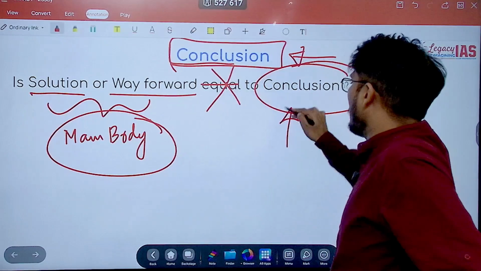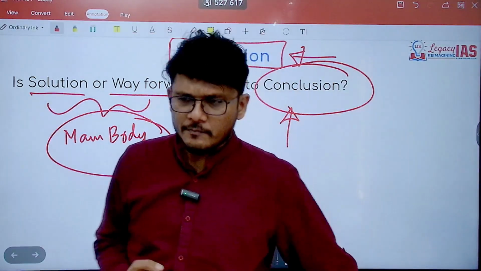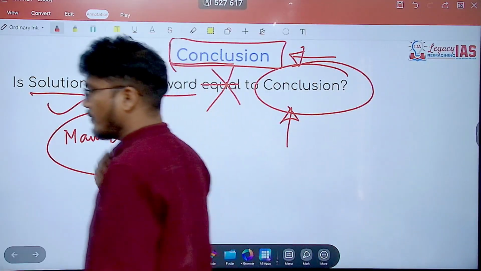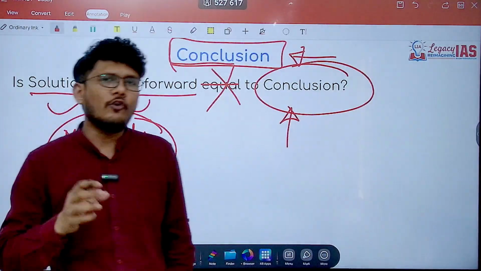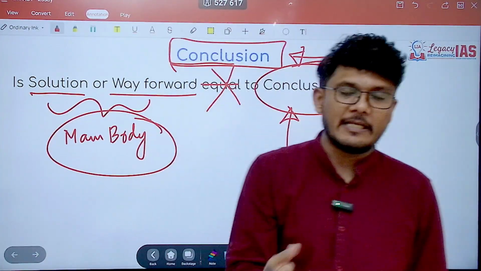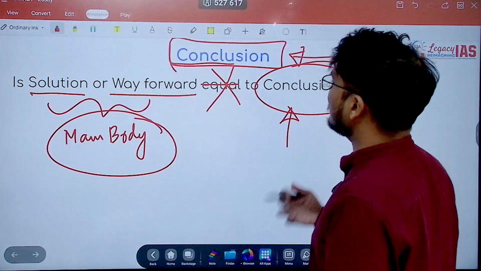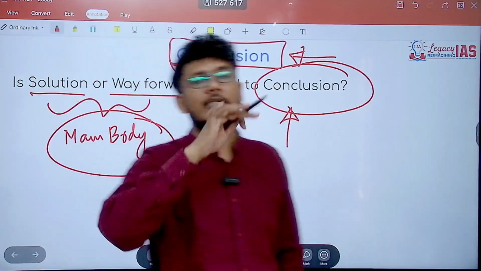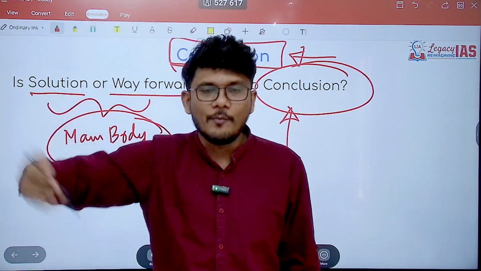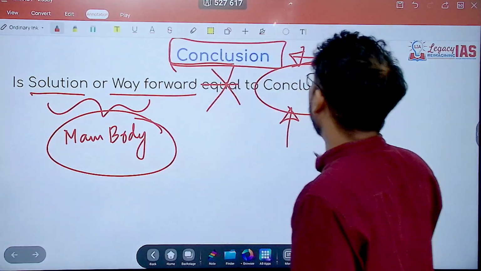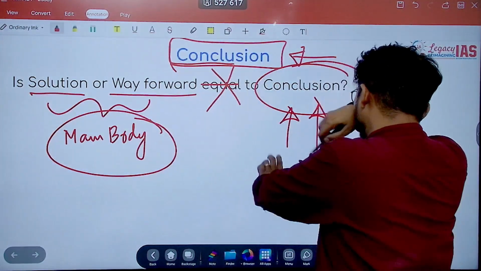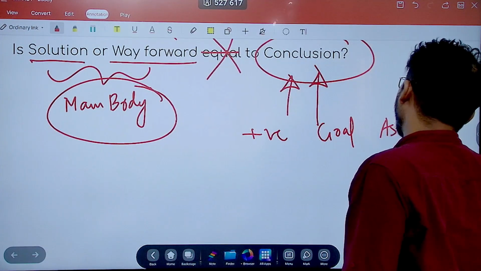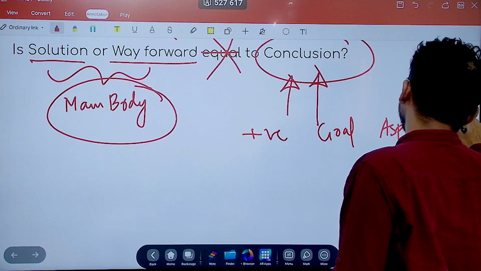Then what is a conclusion? To write a conclusion, think to yourself that whatever solution you have given, whatever way forward you have come up with, if those things are implemented properly and effectively, then what does the future look like? How will India or the world or things with respect to gender equality be in the future? Assume that, imagine that, and mention that in your conclusion, and make sure that the conclusion is positive, goal oriented and aspirational in your orientation.